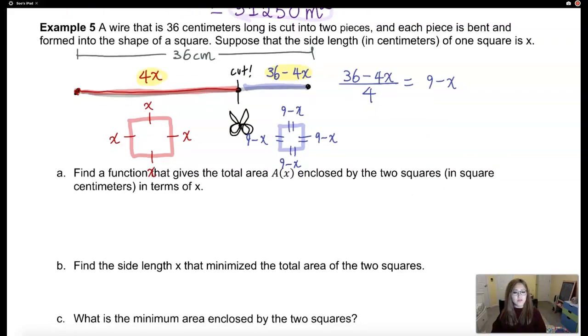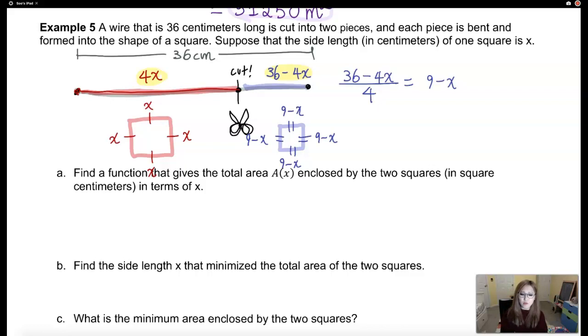They said find a function that gives a total area. Total area. Not just the area of the red square, not just the area of the blue one. They want the total. So guess what we're going to do? We're going to find the area of the red one, we're going to find the area of the blue one, and we're going to add them together.